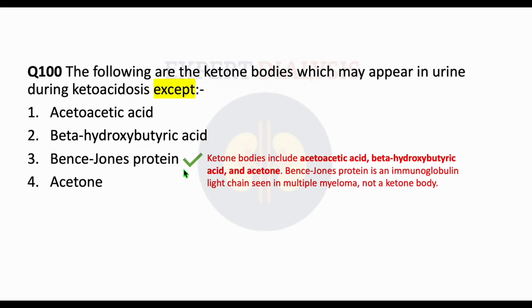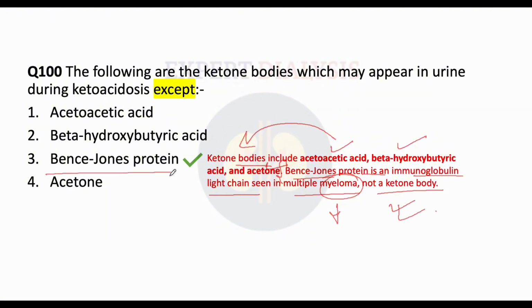And why is it so? Let's see the explanation. It says ketone bodies include acetoacetic acid, beta hydroxybutyric acid, and acetone. So these are included in ketone bodies, formed in the ketoacidosis process, while Bence-Jones protein is an immunoglobulin light chain and is seen in multiple myeloma cases, and is not a part of ketoacidosis. So that's why Bence-Jones protein is not seen when the patient has ketoacidosis. So this was all about part 10.